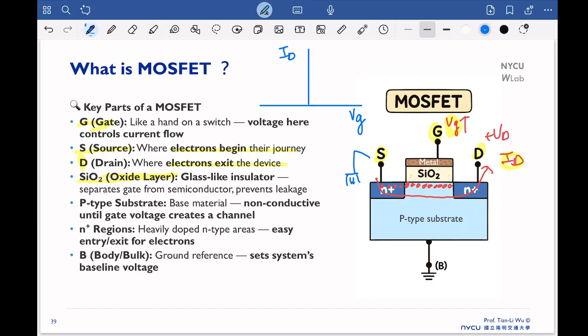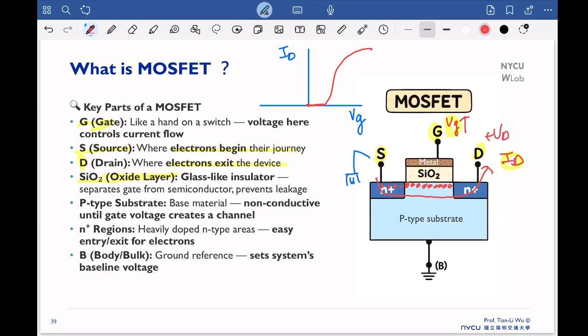Based on the operation mechanism we have explained, first we start to increase our gate bias, and until a certain moment, we have enough electrons here. Then we can start to see the current increase like this. That's a very basic but very important characteristic, what we call the ID-VG characteristic. If you can understand the operation of the ID-VG, then basically you can understand everything related to the MOSFET.